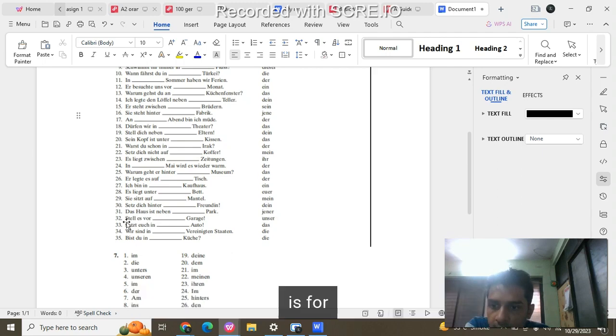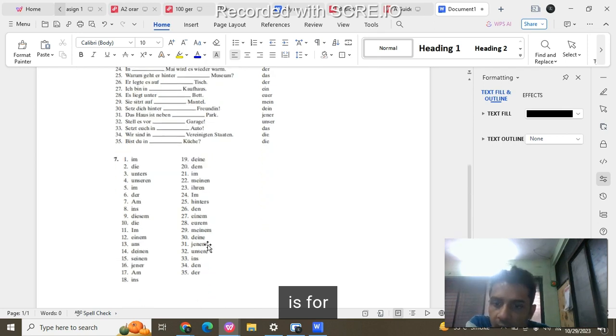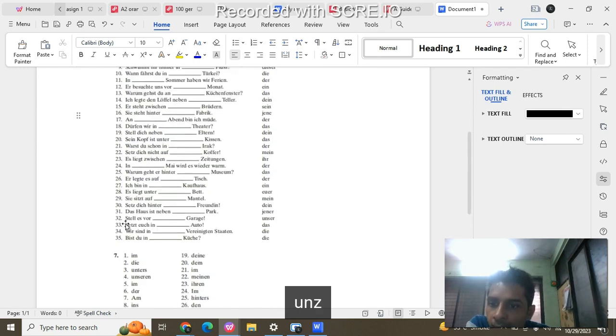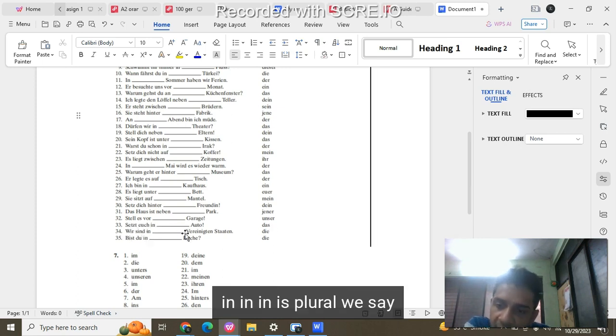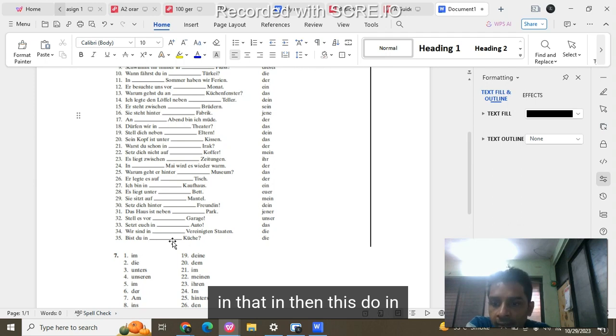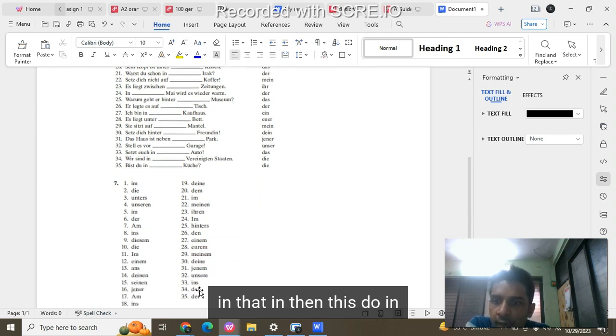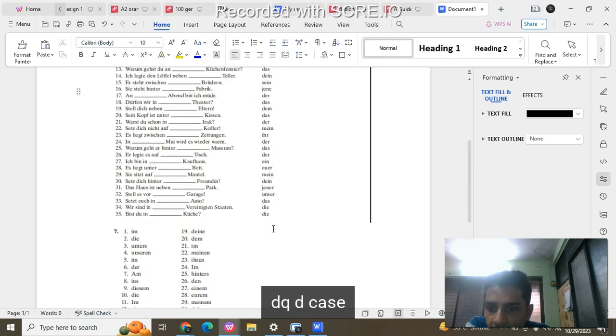Stellen again accusative, so unsere Garage. Unsere Garage. Setzt euch, sie sitzen, euch setzen, again the accusative. Euch ins Auto. Wir sind in, this is plural, we say in den Vereinen, dative. Bist du in die Küche, becomes dative, die Küche becomes der. So bist du in der Küche.